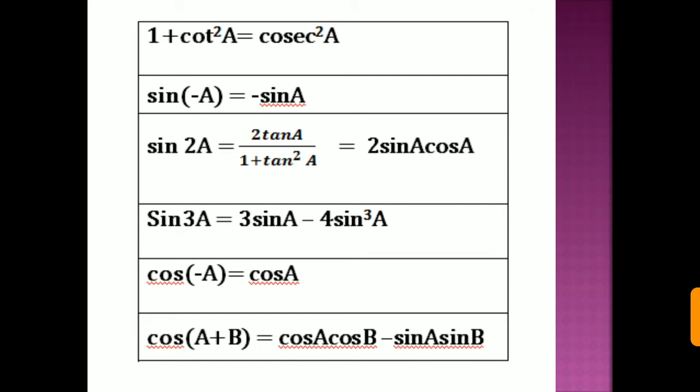Sin 2a is equal to 2 tan a upon (1 plus tan square a), or this can be written as 2 sin a cos a. Sin 3a is equal to 3 sin a minus 4 sin cube a. Cos (minus a) is equal to cos a, and cos (a plus b) is equal to cos a cos b minus sin a sin b.